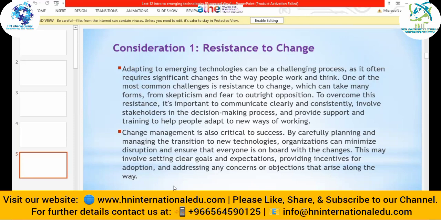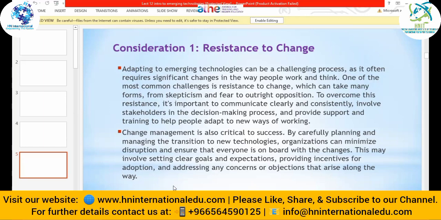Basically, to start anything, we also need training on how to operate or manage it. Now, change management is also critical to success. By carefully planning and managing the transition to new technologies, organizations can minimize disruption and ensure that everyone is on board with the changes. This may involve setting clear goals and expectations, providing incentives for adoption, and addressing any concerns or objections that arise along the way.